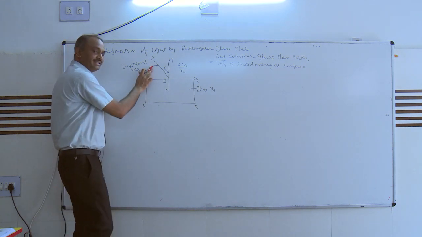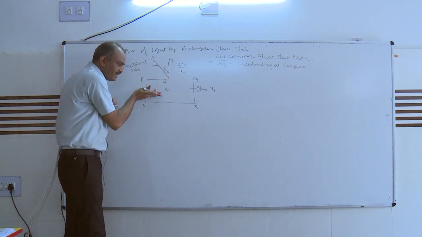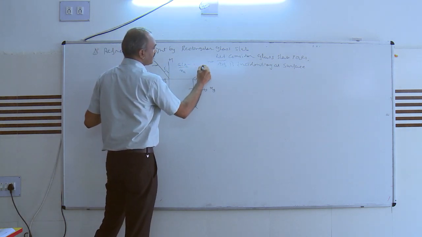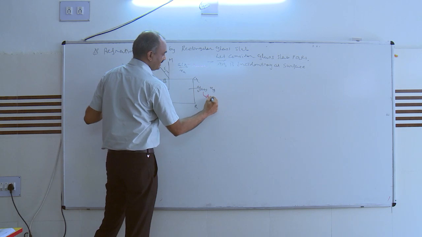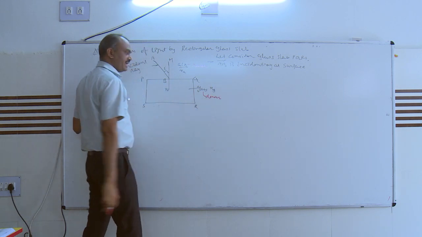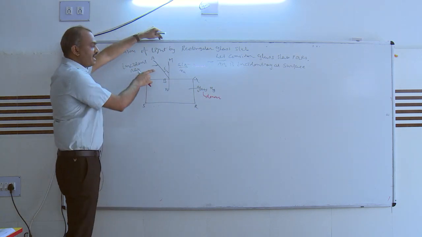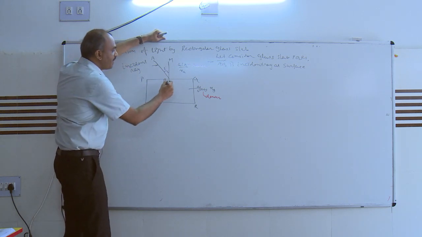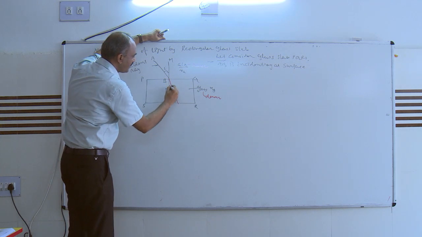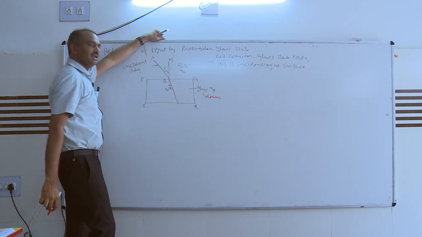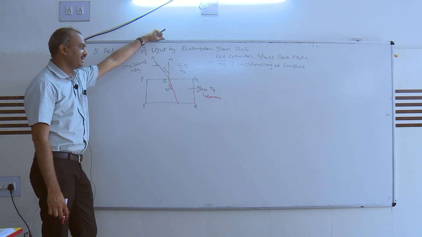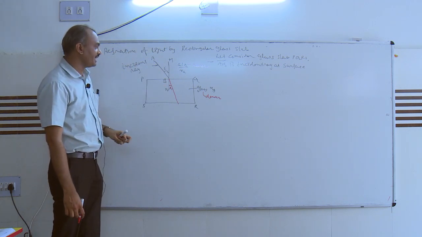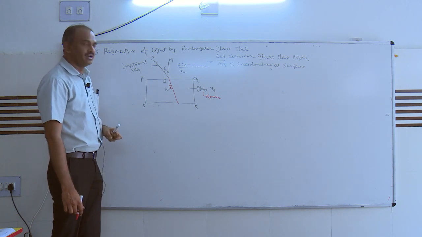Now this incident ray enters from air medium to glass medium. So air is a rarer medium and glass is a denser medium. So when light enters from a rarer medium to a denser medium, it bends towards the normal, as per the rule. So here it makes a refractive angle R1.